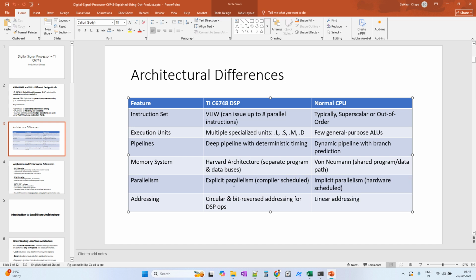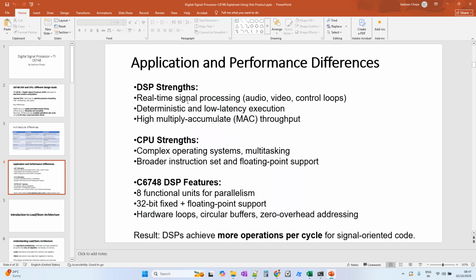Next is real-time signal processing, like I told you, audio and video real-time signal processing is possible in the case of DSPs. These are DSP strengths. First, deterministic and low-latency execution. Deterministic, as I told you, is because branch predictions are not used and a load-store architecture is used, because of which deterministic and low-latency execution is possible.